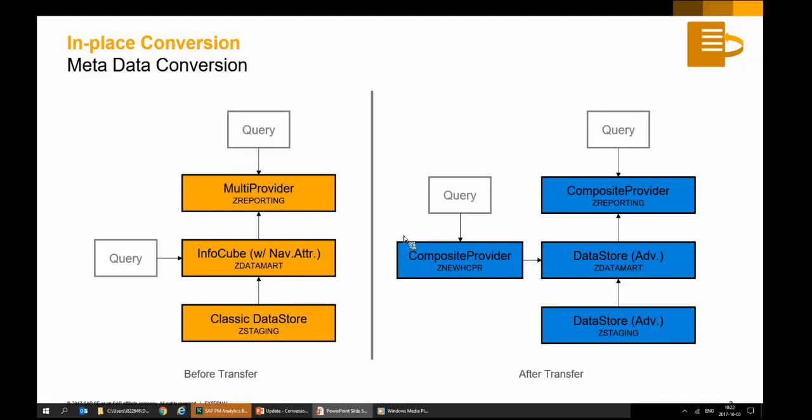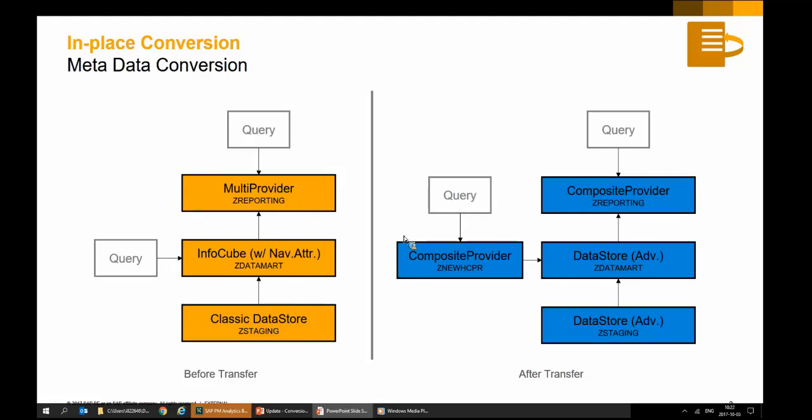However, there is one little exception, and that is if you have used navigational attributes in your data model and have used them in queries as well. In this case, we'll introduce a new composite provider in the middle for running the query. We have a clear separation in BW4HANA of the virtual layer and the persistency. So no more storing navigational attributes within the persistency. So advanced data store objects do not have navigational attributes. We move them to the virtual layer, the composite provider.